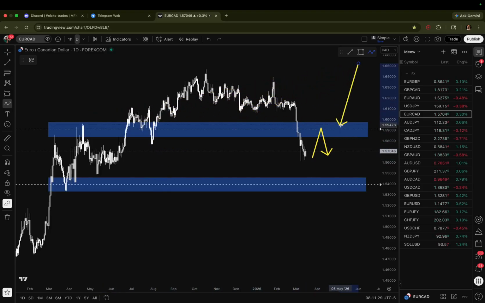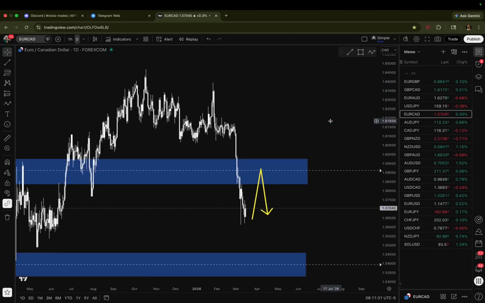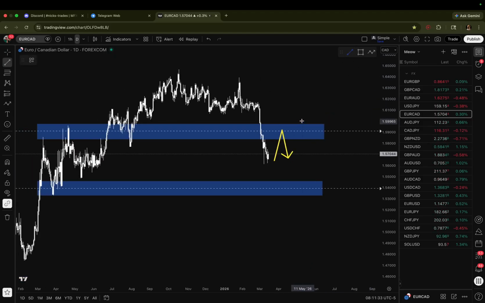I think this is a fair enough resistance zone to structure risk off of with an entry at the zone. Stop loss will be above the zone, probably something like up here, and then a take profit at 1 to 1, wherever that happens to lie from the entry and the stop.